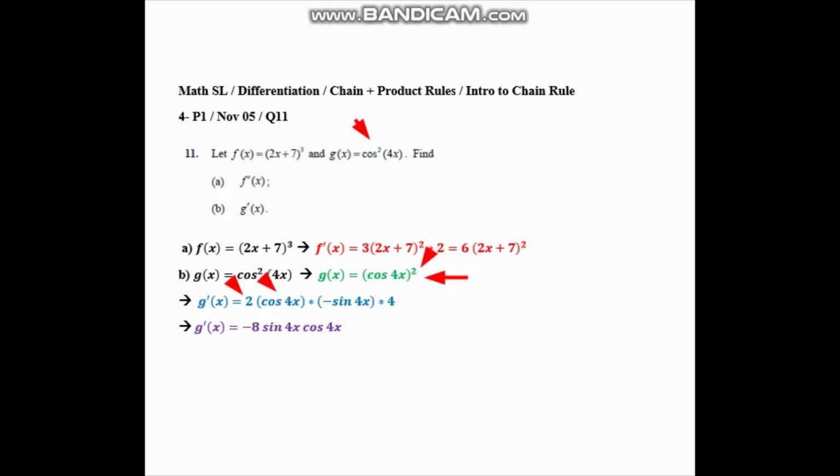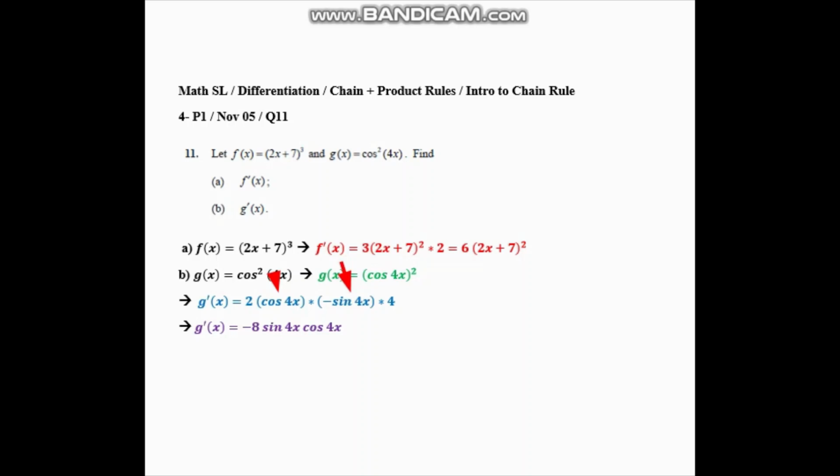Next, I go to cosine 4x and attempt to differentiate. So what is the derivative of cosine 4x? The derivative of cosine anything is negative sine the same thing. So cosine of y becomes negative sine y. Cosine 4x becomes negative sine 4x.